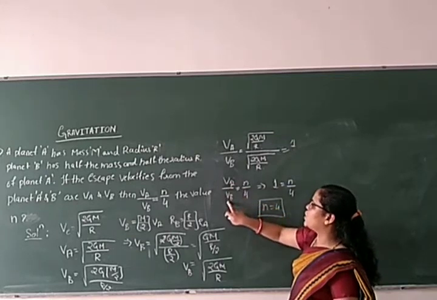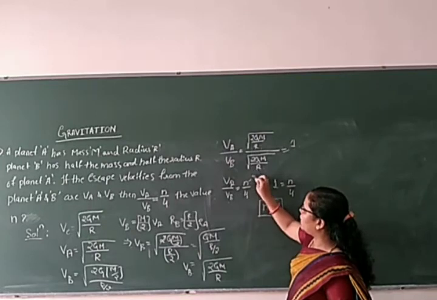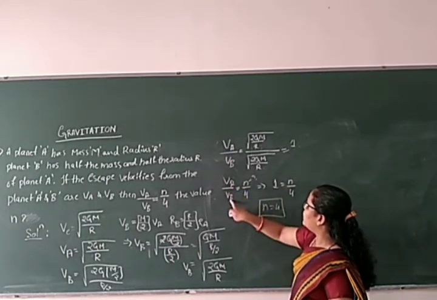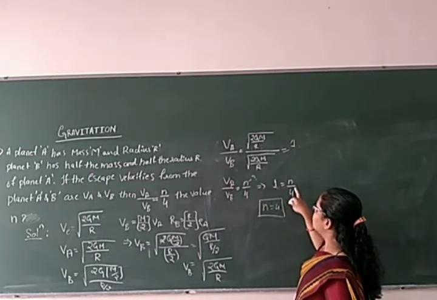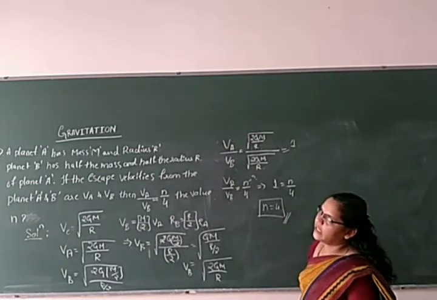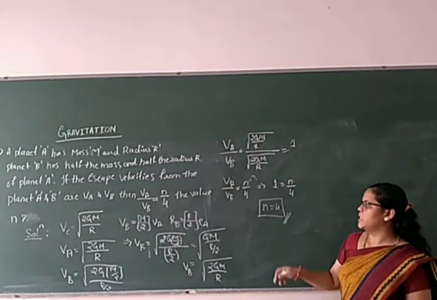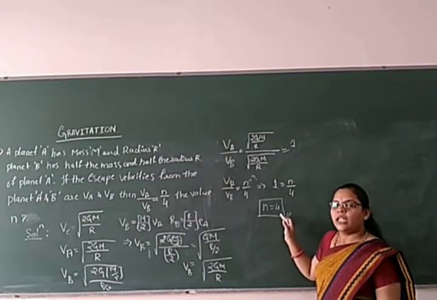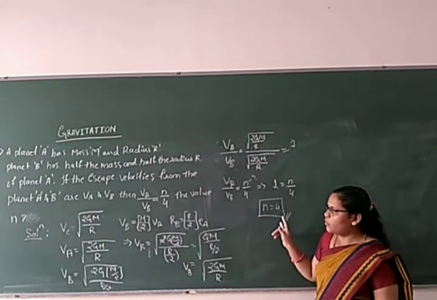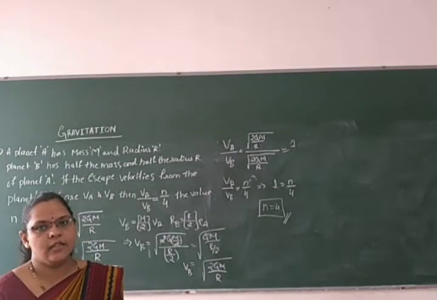The ratio vA by vB is given in the question as n by 4. We need to find the value of n here. So the value of n, the ratio of the escape velocities of planet A and planet B, is equal to n by 4. The n value is 1 here. So the 1 to 4 ratio is there in the solution.